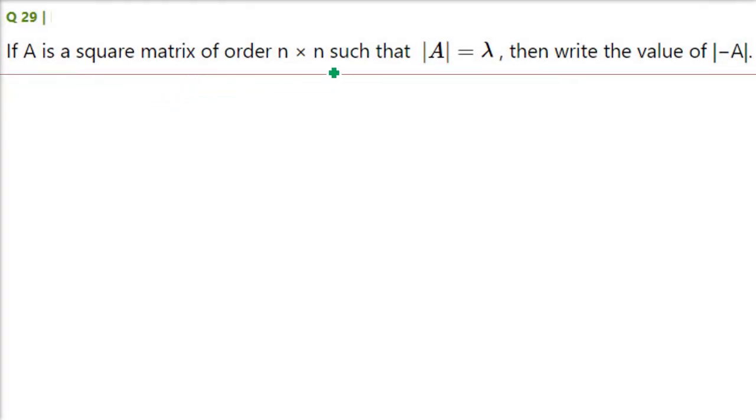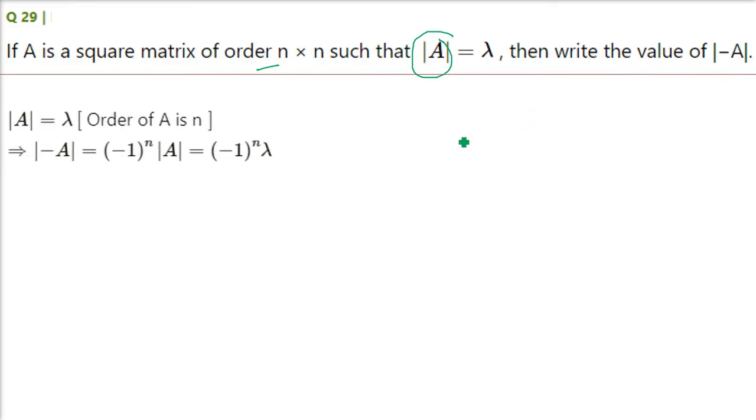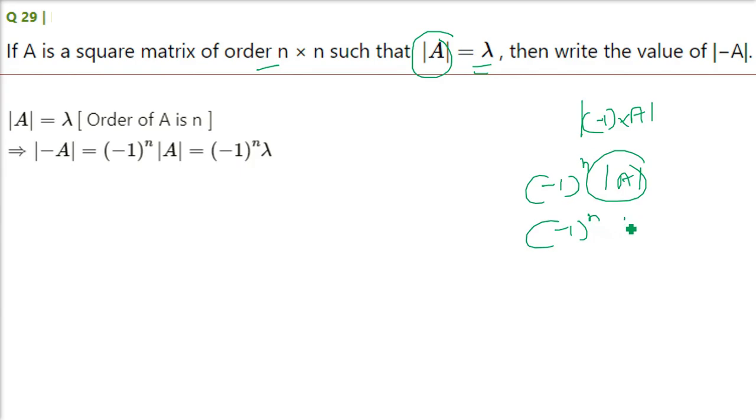If A is a square matrix of order n by n such that determinant of A is equal to lambda, then write the value of determinant of minus A. Now we just saw a similar question. Minus A means minus 1 into A. When we take it outside, it will be to the power of n, that is the order. The determinant will remain inside. Determinant of A is lambda, so minus 1 to the power n lambda. This is the answer.